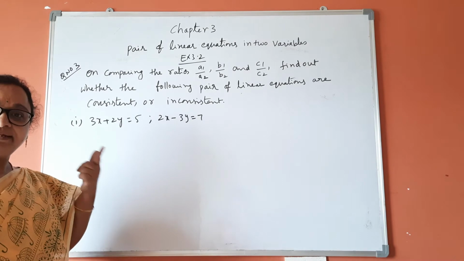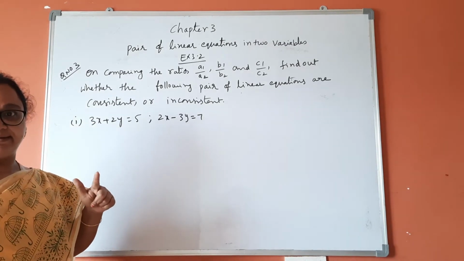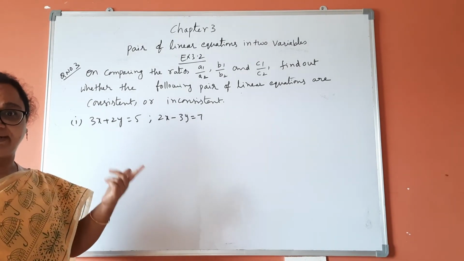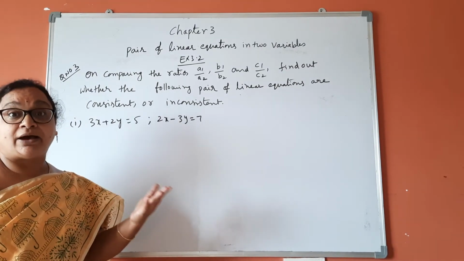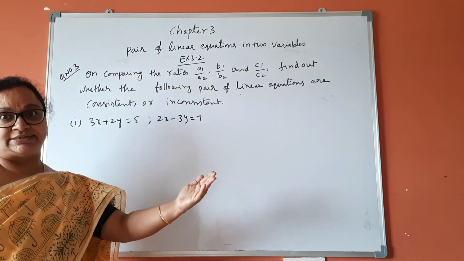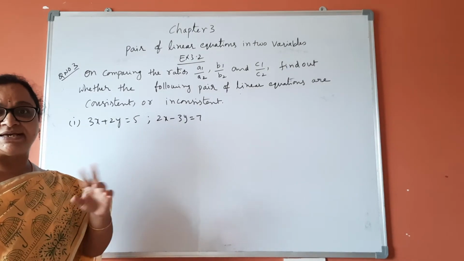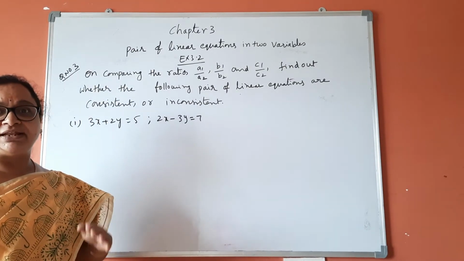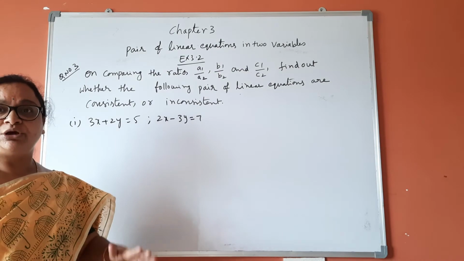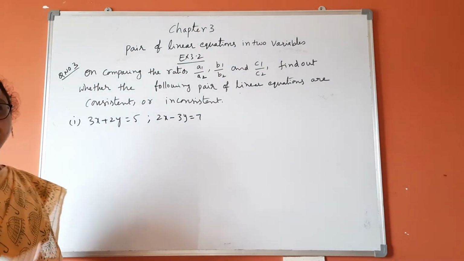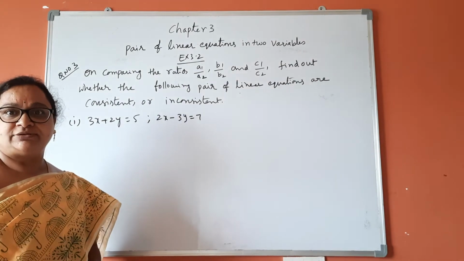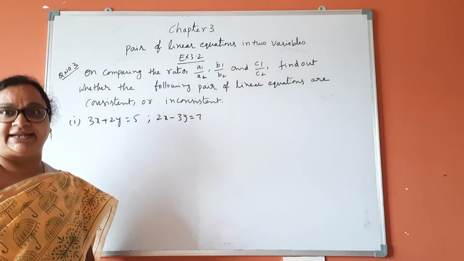Intersecting lines and coincident lines both will have a solution. Intersecting lines will have a unique solution. Coincident lines will have infinitely many solutions. So, in these two cases, the given pair of linear equations will have a solution, so we will say they are consistent. Only in the case of parallel lines, there is no solution, so we will say inconsistent.